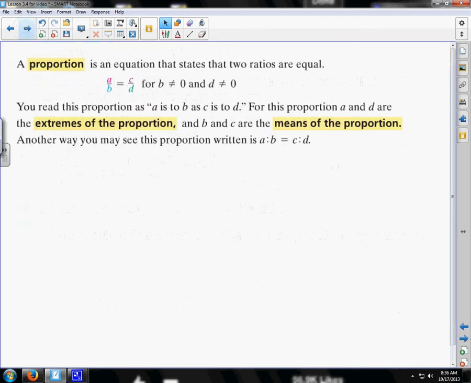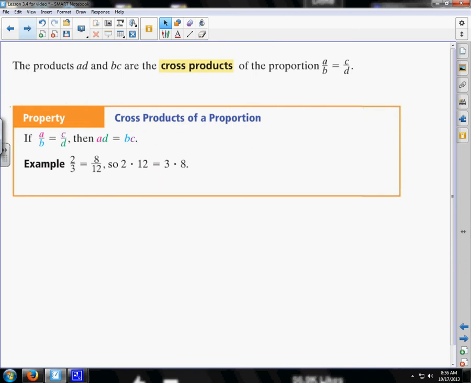All right. Lastly, we have proportions. You read this proportion as A is to B, as C is to D. For this proportion, A and D are the extremes and B and C are the means. They call it the means extremes. How we solve this is, last year we talked about cross products. Cross products are when you cross multiply to do that.